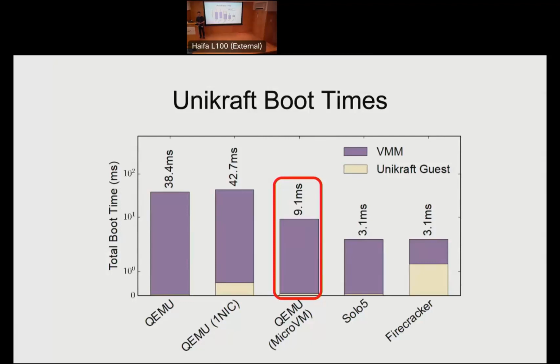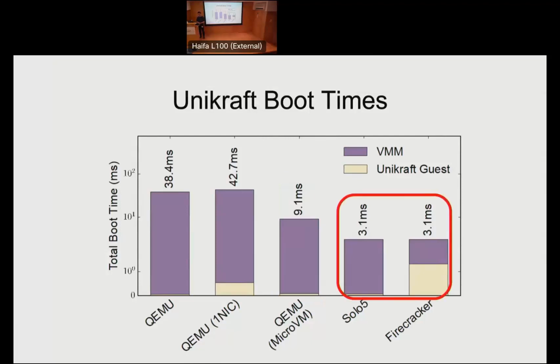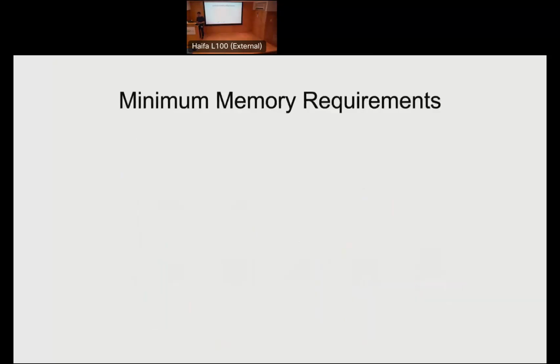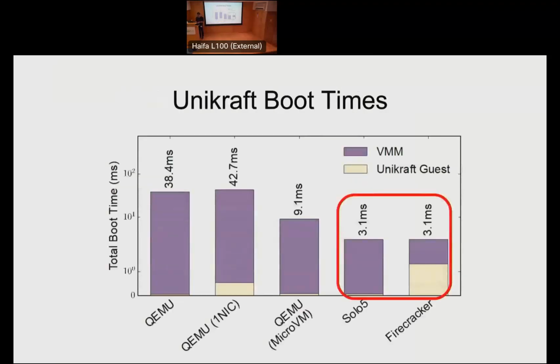So when you use QEMU micro VM, you go down to 9 milliseconds, but you can go down to 3 milliseconds using really specialized VMMs like Solo5 or Firecracker. And 3 milliseconds is really fast because it's not very far from the cost of a fork and exec. So these boot times are just for Unikraft, but we have a comparison with other systems in the paper.